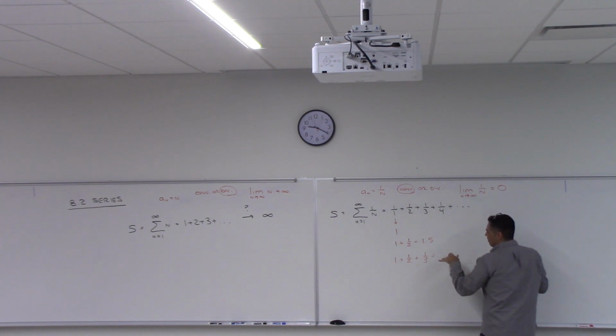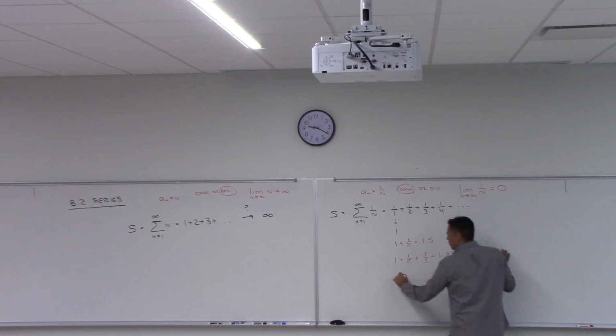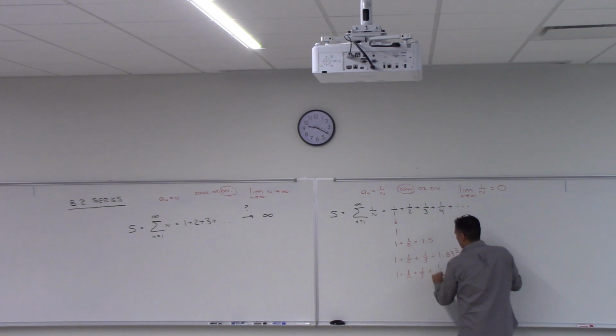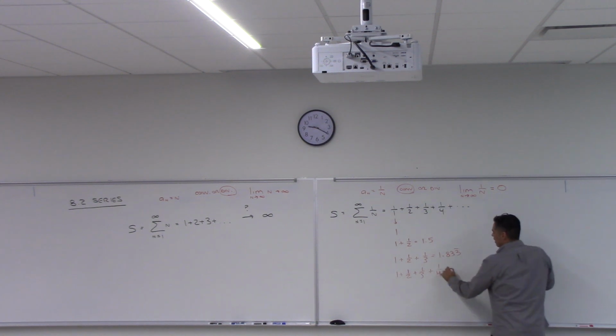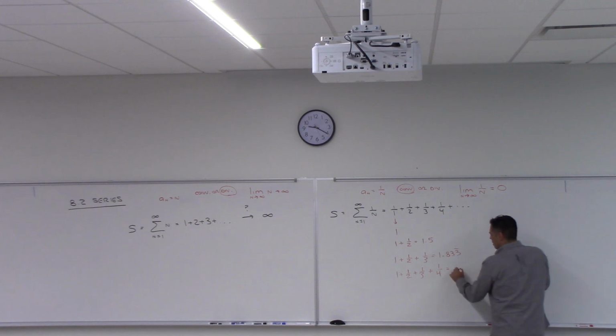So somewhere around what? This is 1.5, right? What's 1/3 as a decimal? 0.333. So what happens if I add 0.333 to this? 1.833, something like that, forever. And then if I keep doing this, 1 plus a half plus a third plus a fourth, now I'm adding up the first 4. Now I'm going to add 0.25 to this, which is going to give me something bigger than 2. Yeah, it's like 2 something. So this right here is bigger than 2.